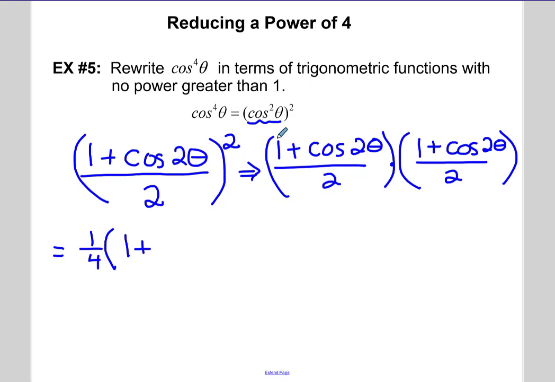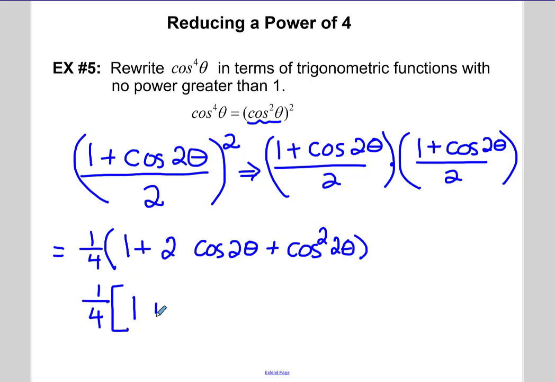So I want to distribute: 1 times 1 is 1, 1 times cosine 2 theta, and cosine 2 theta times 1 is 2 cosine 2 theta, and then cosine 2 theta times cosine 2 theta is cosine squared of 2 theta. So we just multiplied by distributive property, or FOILed those two things out. So now I see this formula again. See that? Cosine squared of 2 theta. So we're going to say this is 1/4 times 1 plus 2 cosine 2 theta.